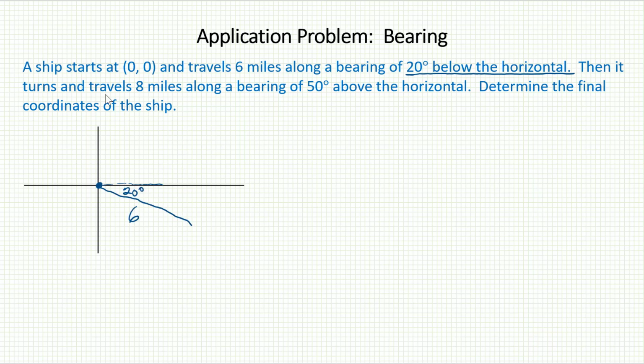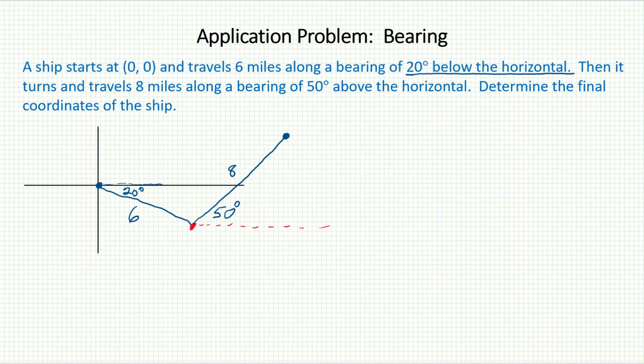Then the ship turns and travels 8 miles along a new bearing, a bearing of 50 degrees above the horizontal. That's kind of like angle of elevation. Now, to make my picture, I'll have to draw in an imaginary horizontal here, and then from this spot, the ship starts heading 50 degrees above that horizontal. And it does that for 8 miles. Our question is, what are the coordinates of this final point?